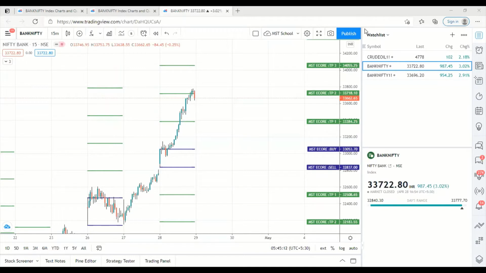So today we will see our today's Bank Nifty and crude oil performance. And before watching the performance of today's trade, we will see how to use our MST Core 2.0 and E Core 2.0.